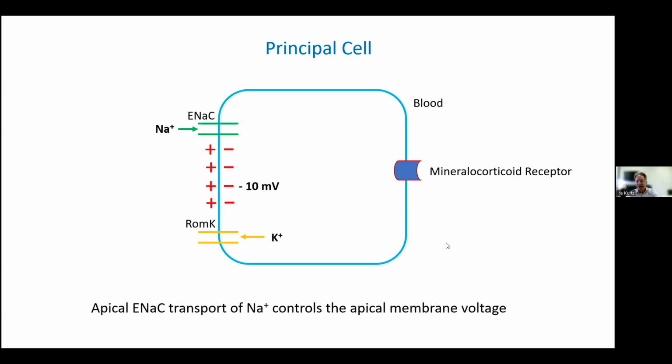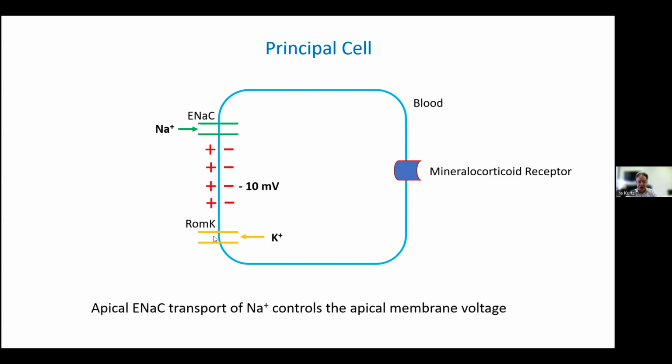Now, on the outside is a receptor for mineralocorticoids. That's where aldo binds, and we'll talk about what that does. But it changes the biology of the cell as far as the number of transporters and their activity. We have an electrical gradient across the cell on the apical membrane of about 10 millivolts more negative inside than outside. And we'll talk about that in a minute because this is really key to understanding how sodium and potassium are transported in this segment and how aldo works.